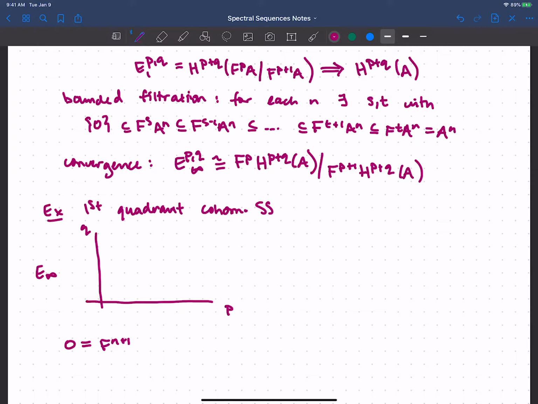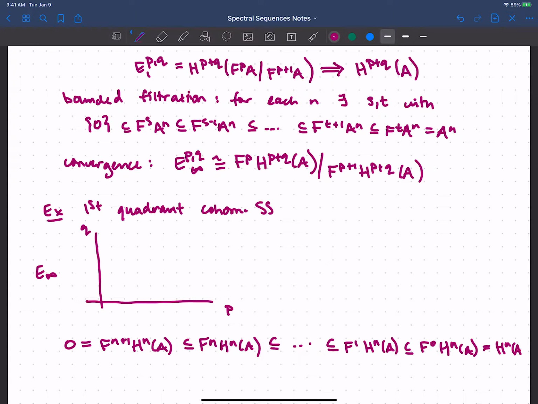So the n plus first filtration of the nth homology of A will just be 0. Okay, and I'm filtering by homology degree, so I want to filter Hn in particular. And so the n plus first filtration will be 0, but then I'll have the nth filtration, which sits inside the next one, and so on up until F1 of the nth cohomology, and then F0 is actually the thing that I'm after, so that's going to be Hn of A. Okay, so as usual, I'm going to stick with our grading convention and let n be p plus q.